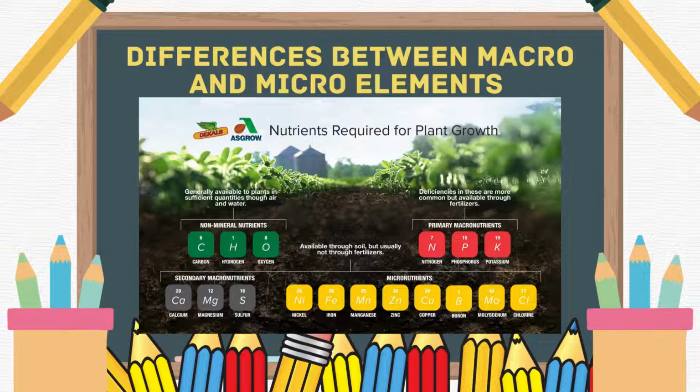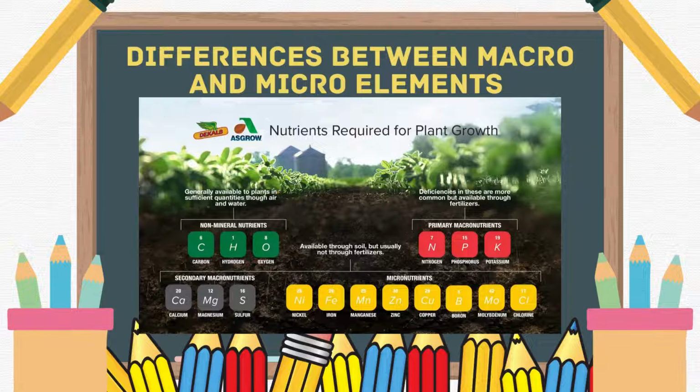Then we've got the secondary macronutrients, which as you can see are colored in gray. We've got calcium, magnesium, as well as sulfur. These are elements that are also needed in large quantities. However, they are usually enough in the soil. They are usually present. We don't have to add more of them. Then in yellow, we've got the trace elements, the micro elements.